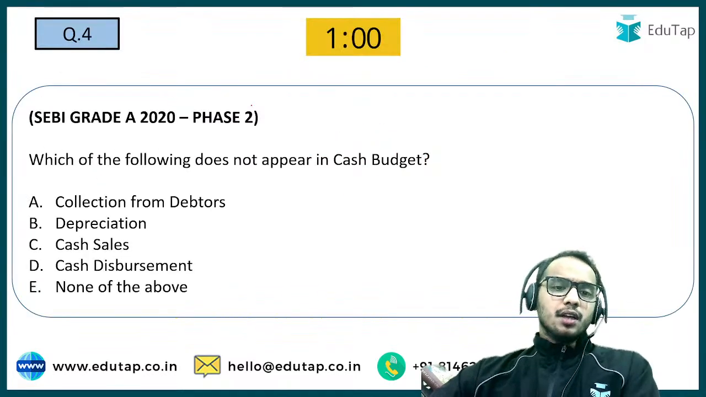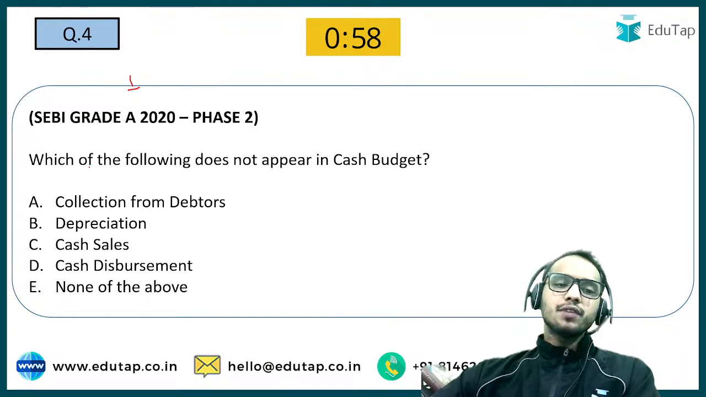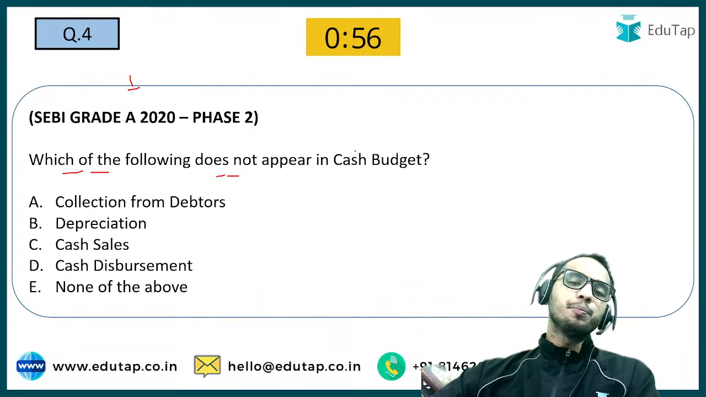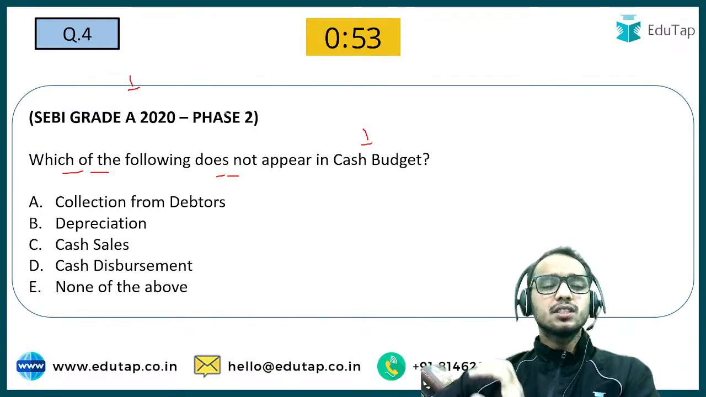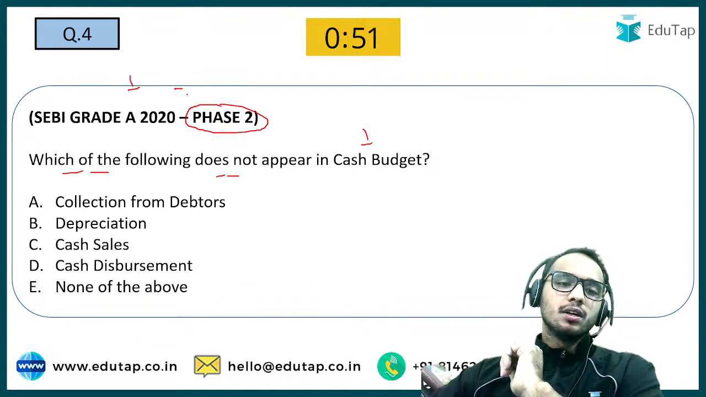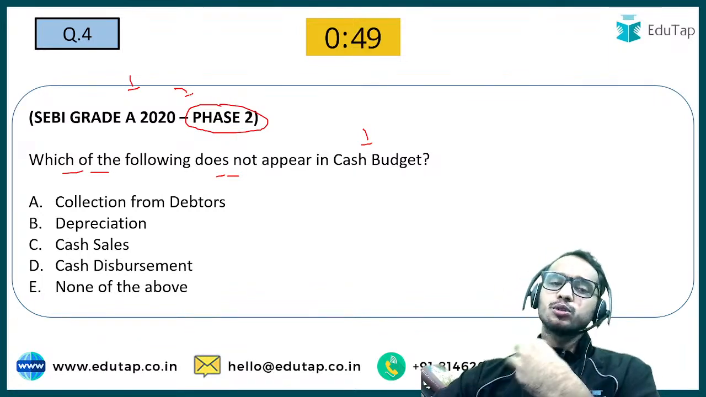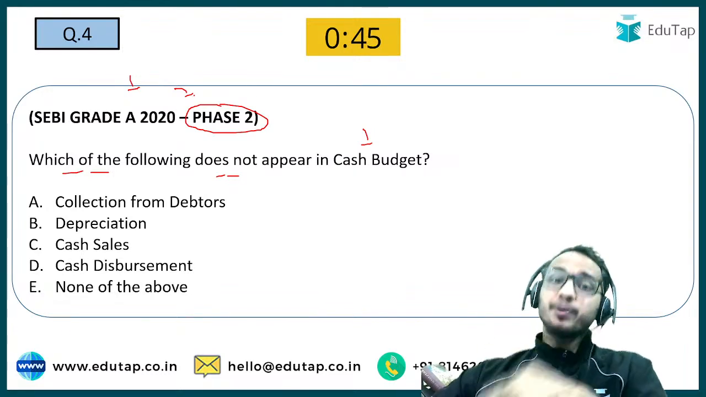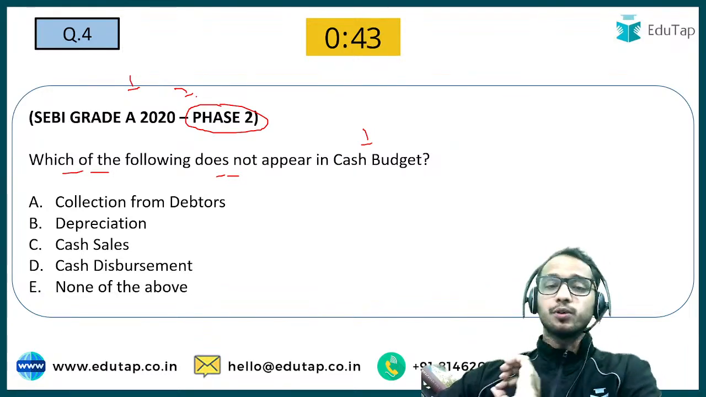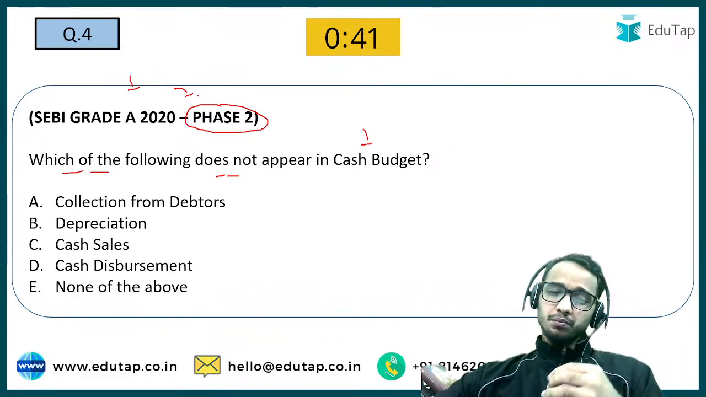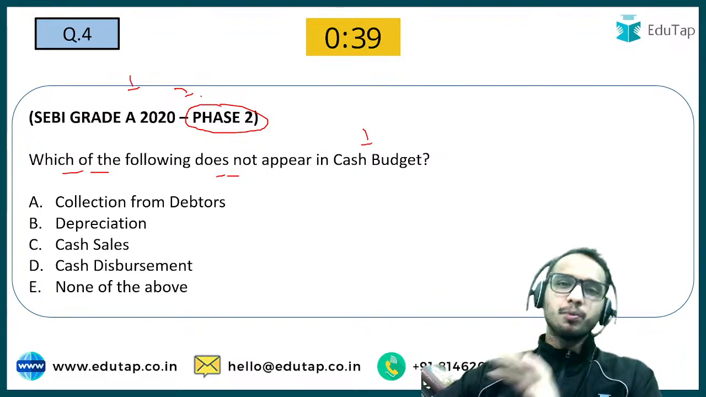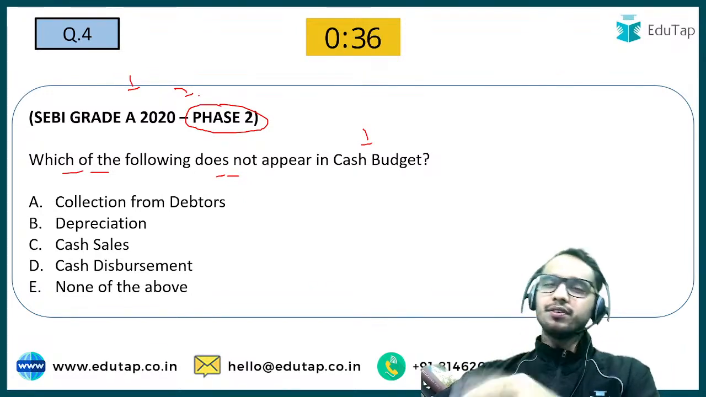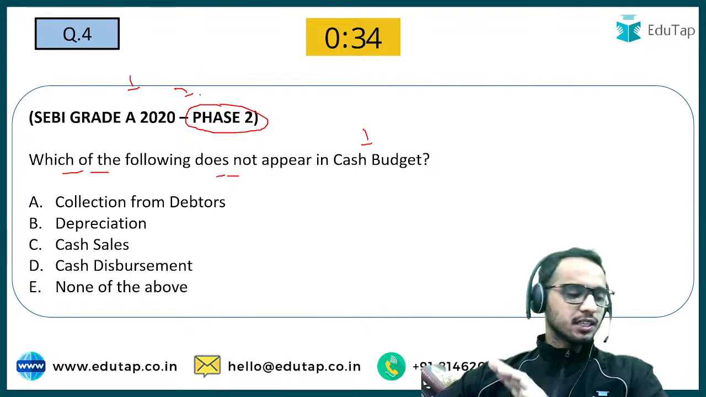Now question number 4 says, which of the following does not appear in the cash budget? Very easy question. Now this is the question of phase 2. See, sometimes it is also going to happen that a basic or conceptual question might be asked in the actual examination in phase 2 as well. So you should not assume that all the complex problems will be asked in phase 2. One, two, three, four, five questions might be there which are very basic in nature, right?